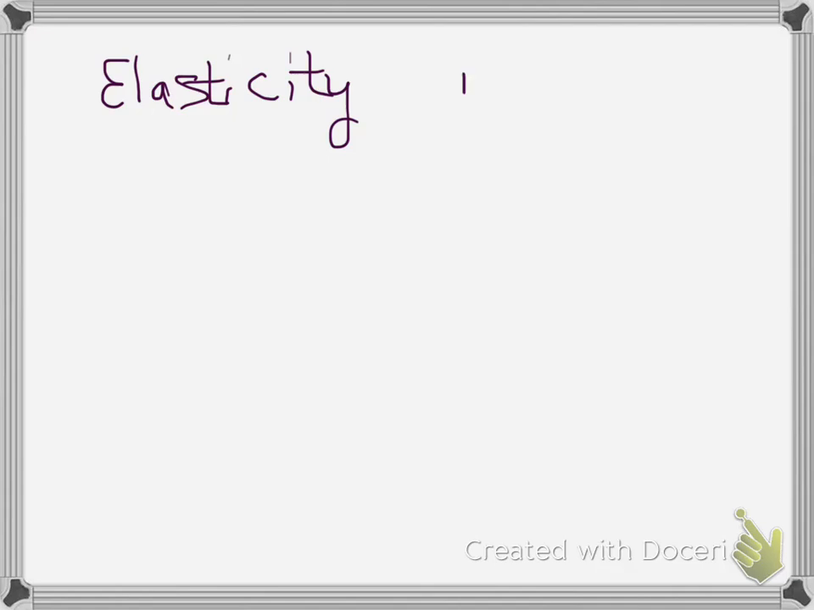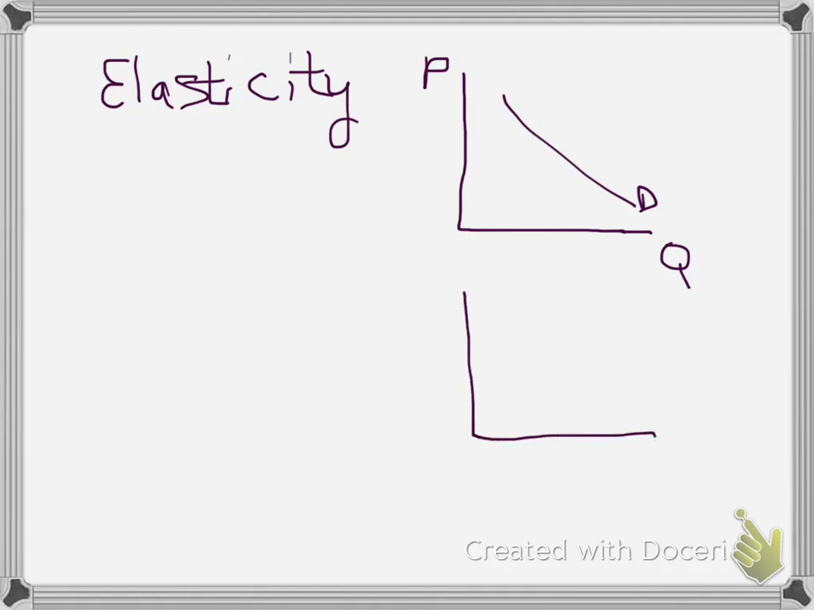Previously, when we talked about supply or demand, and here I'm going to use demand as an example, we just drew a demand curve, right? We got a quantity here, we got a price here, we got demand, and we just drew a demand curve. So what we're going to do now is talk about situations where the demand curve has a different shape.